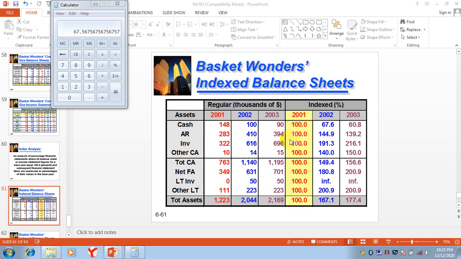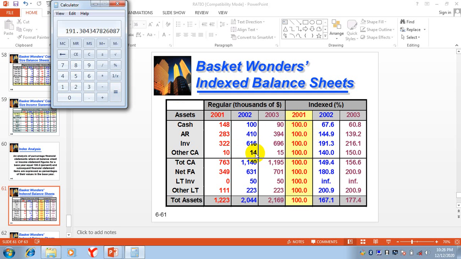Now see the next item. Account receivable, so 410 divided by this base year item 283, multiplied by 100 for converting it to percentage. So we got 144.987, so we round it and it becomes 144.9. Then this item, 616 divided by base year data 322, multiplied by 100. So we got 191.